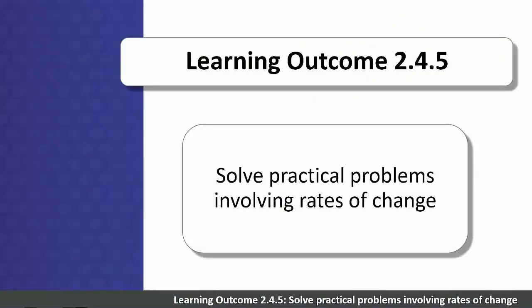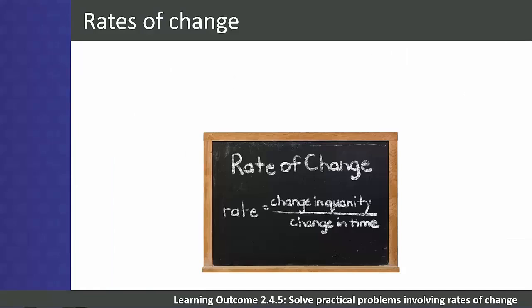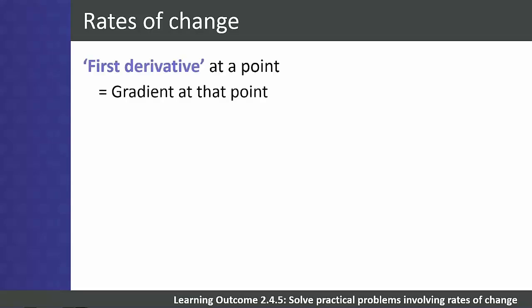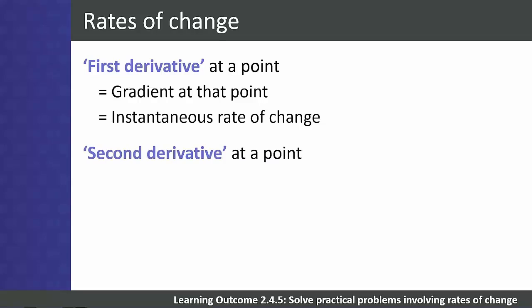Learning Outcome 2.4.5. Solve practical problems involving rates of change. In general, a rate of change is the rate at which something increases or decreases over a period of time. You will remember from the previous module that the derivative gives us the slope or gradient of a function at any point. We also learnt that the instantaneous rate of change of a function at a point is the gradient at that point. We can also find a second derivative of a function.